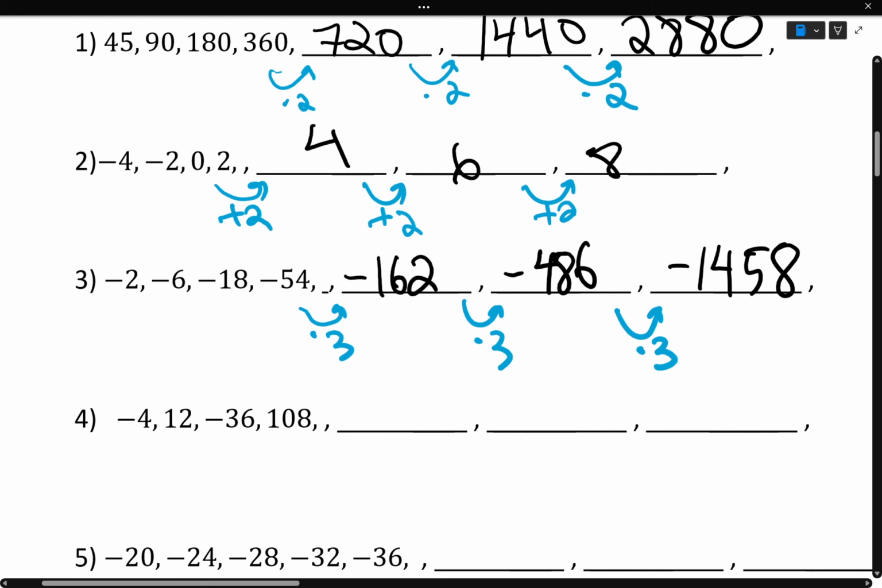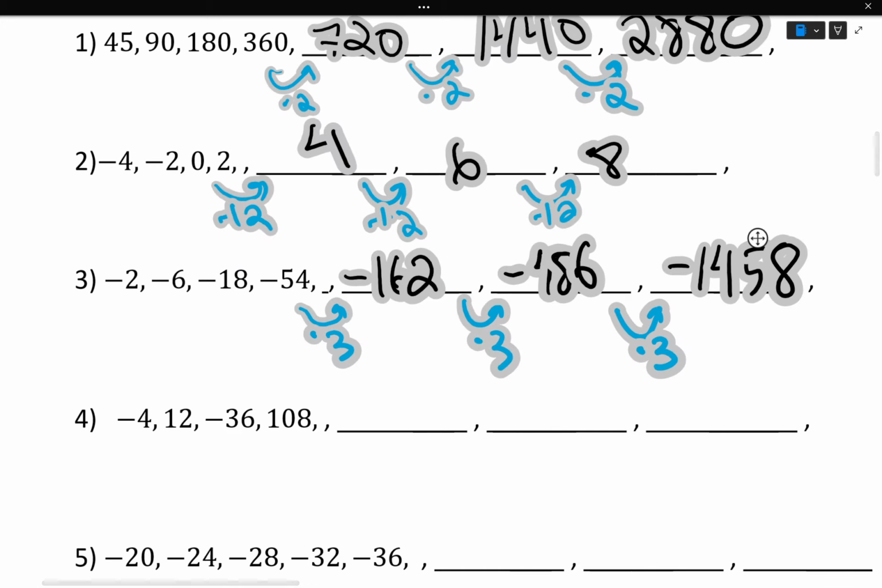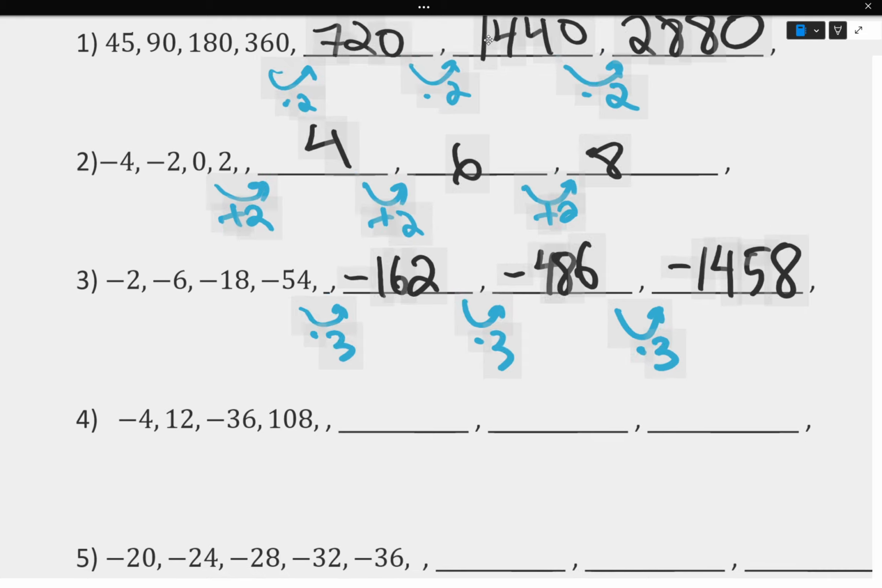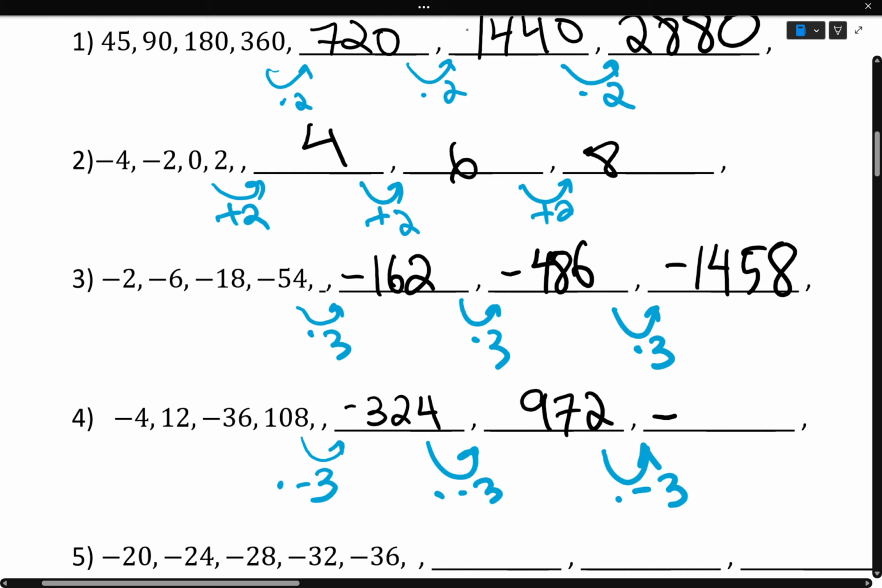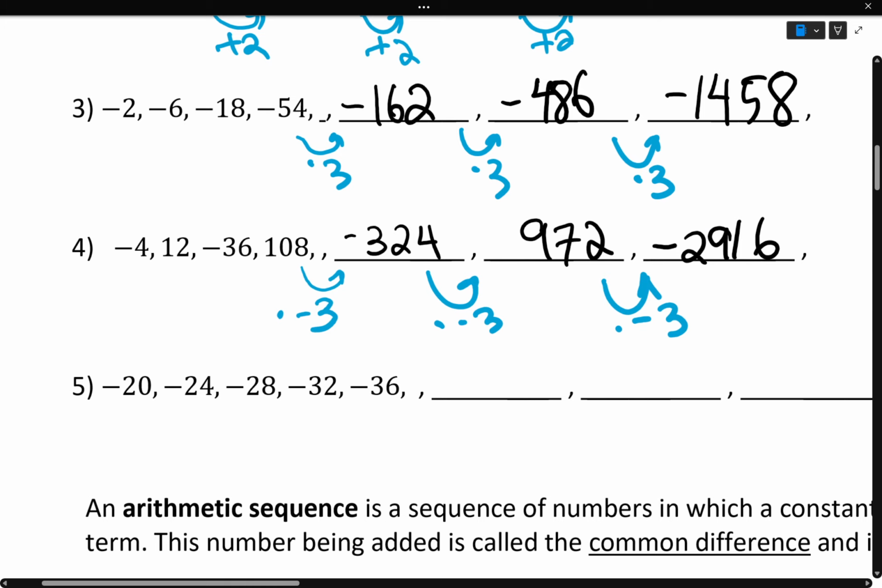Number 4, can you tell what the pattern is? It looks like I'm multiplying by negative 3. Let's fill out the rest. So we got negative 324, and then we'll have positive 972, and then negative 2,916. For number 5, can you tell what the pattern is?